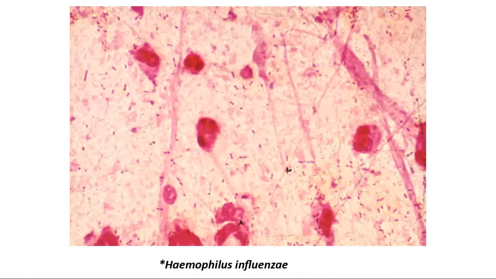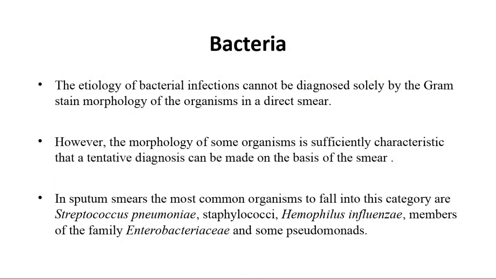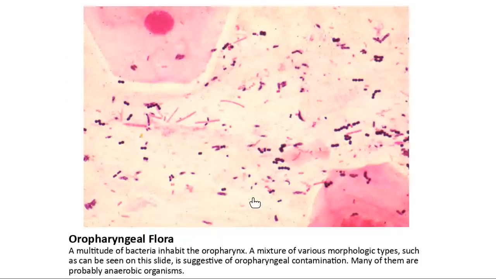But if I put here, maybe this smear is present. If this is my question, look here, this is specimen A, and this is specimen B. Which one is poor and which one is good? The first one is good. Why? No epithelial cells, and only one type of bacteria is present there.